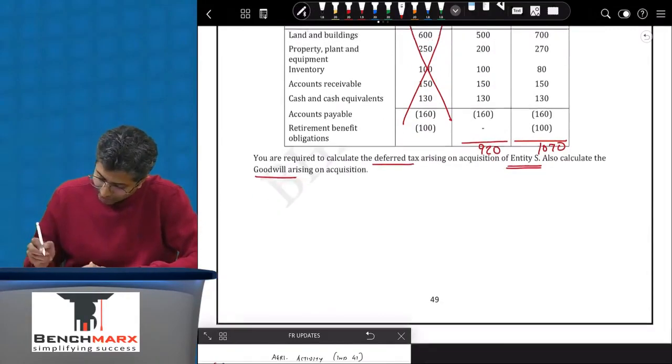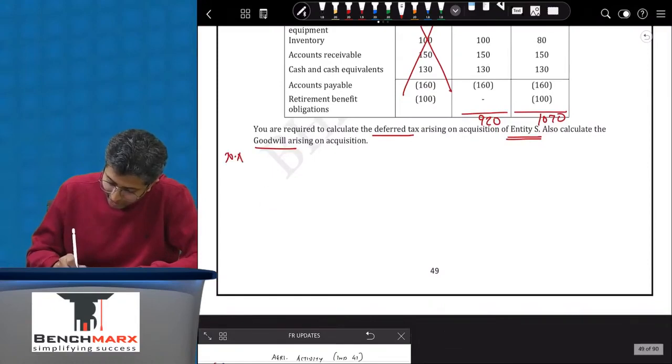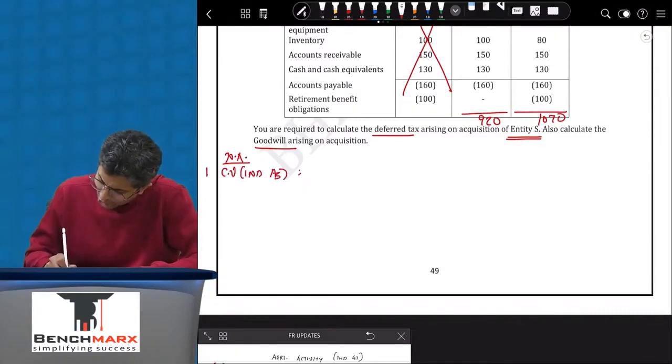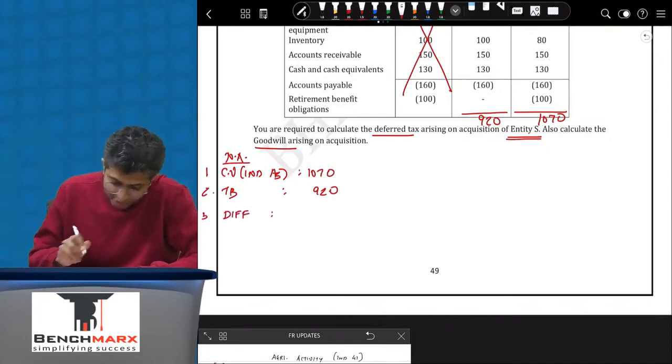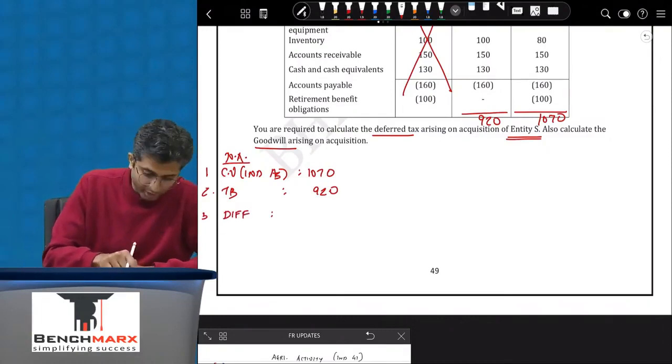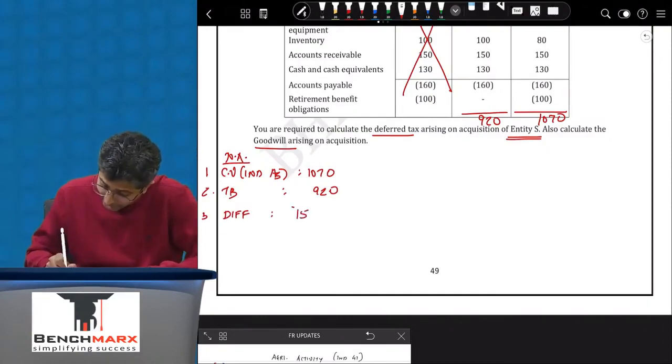Also calculate the goodwill. So over here your underlying item is the net asset, for which you will first try to find the carrying value, which is the value as per Ind AS as per our steps, which is 1070. Second is to calculate tax base, that is the value as per income tax records, which is 920, and hence you will calculate the difference. The difference over here is 1070 minus 920, which will come to 150, and in this difference the carrying value is greater than the tax base.